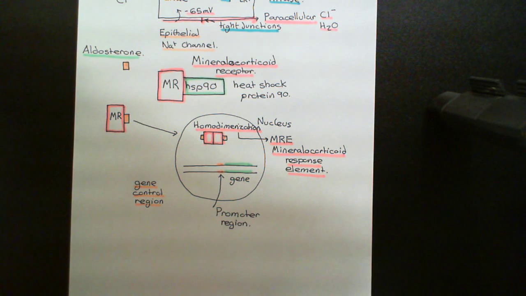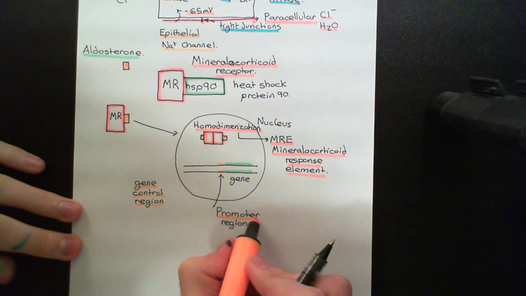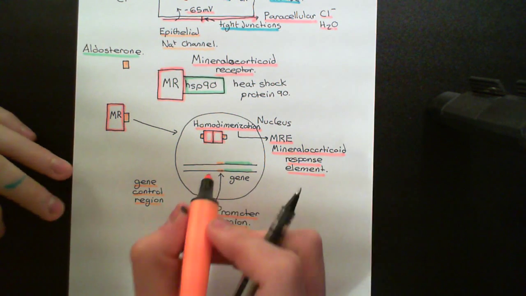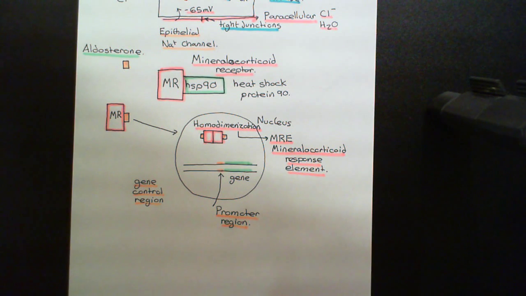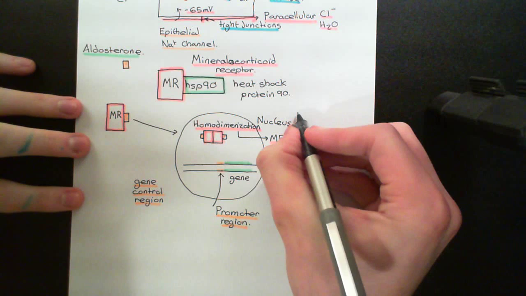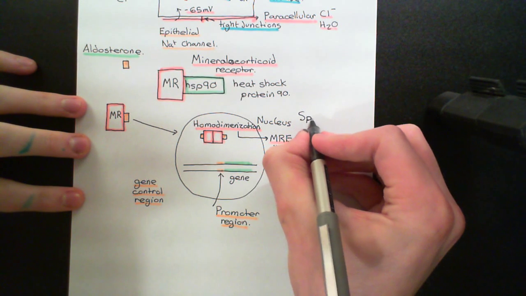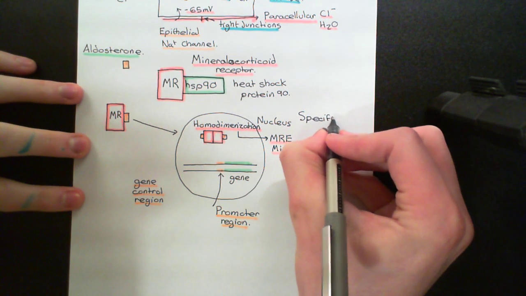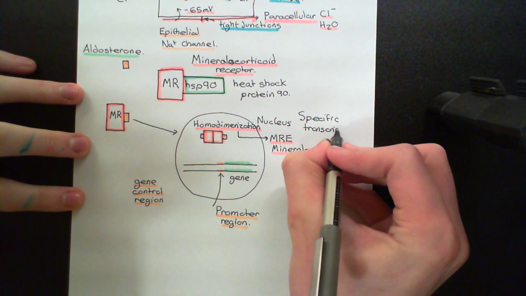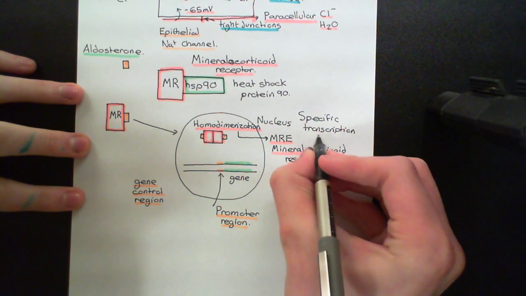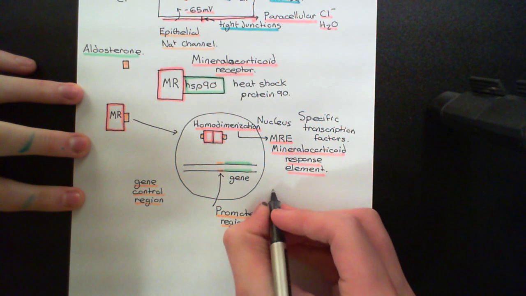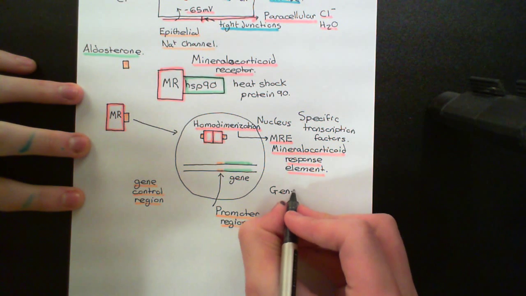So the promoter region is a very important part of the gene control region, but there is more gene control region upstream of the promoter region, and this can then contain some of these response elements for specific transcription factors, as they're called. So I've mentioned an additional piece of information here that now, since I've mentioned it, I'll discuss. So there is a difference between specific transcription factors and general transcription factors. The mineralocorticoid receptor is a specific transcription factor, not a general transcription factor.